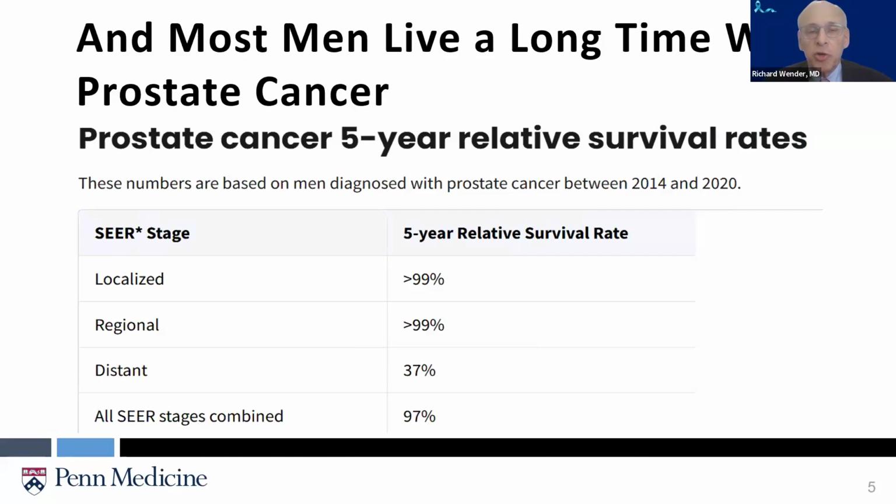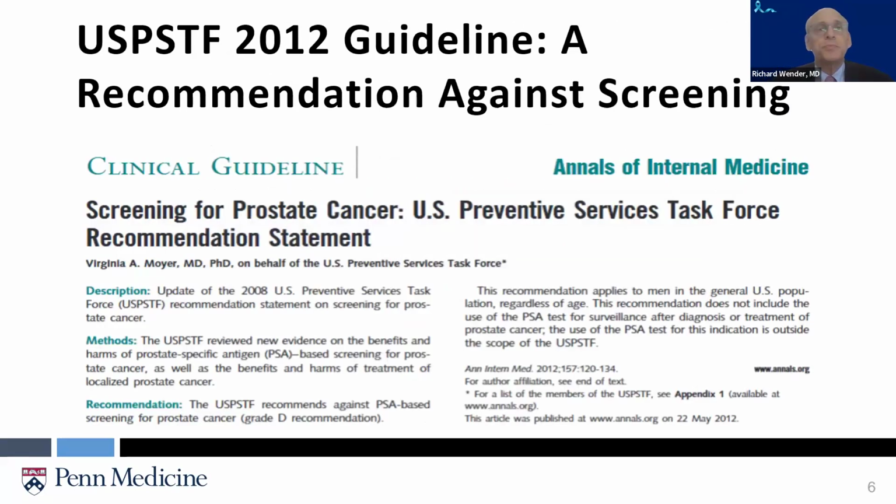Not only does it occur in older men, but men with prostate cancer tend to live a long time. The 5-year survival rate for localized and regional prostate cancer is over 99%. It's only when you're in that distant stage cancer where you see a reduction in that 5-year survival. But even there, over a third of men will live 5 years. And when you combine all stages, it's a very high 5-year survival. So you tend to be diagnosed a bit older than some of the other adult cancers and live a long time, particularly if it's at earlier stages.